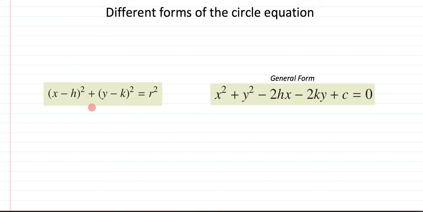So now we have to learn that there are 2 different forms of a circle equation. We've been dealing with this form. And this form is nice because it's immediately clear what my center is and what my radius is. But we also have the general form. And the way that these two are related is simply that I've expanded these brackets. So to go from this to this, I'm just expanding.